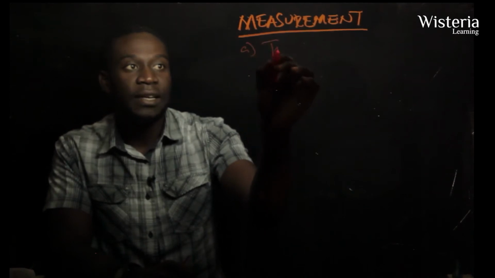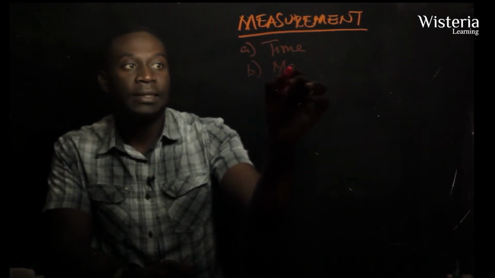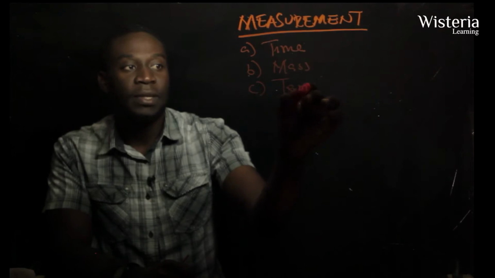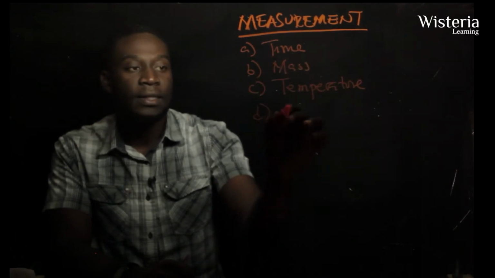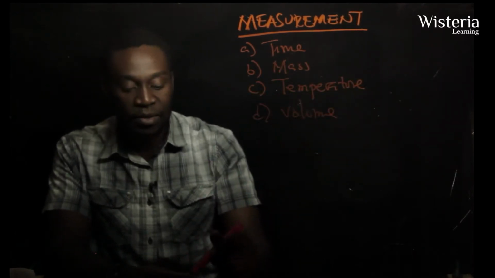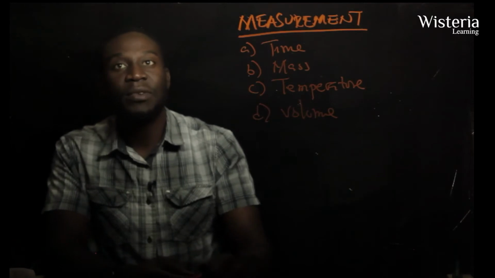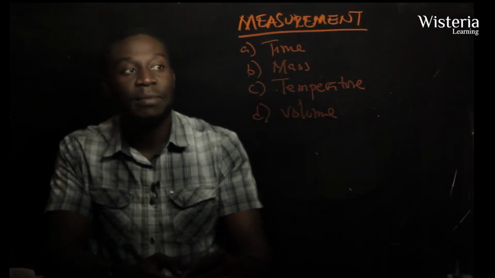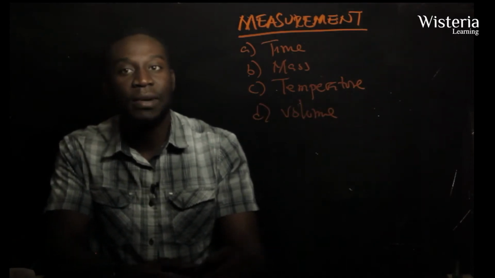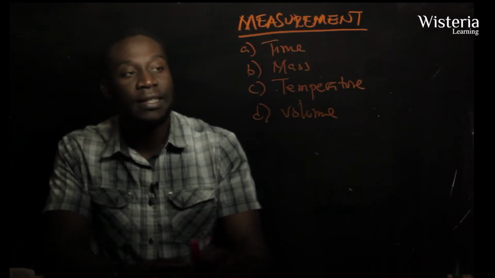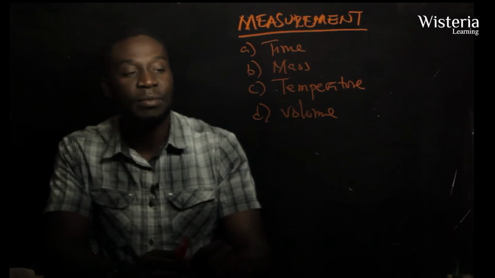so focus on time, mass, temperature, and the volume. So time is important when you're looking at how fast chemical reactions do occur. The mass is really important when you're calculating the mass of a given substance. The temperature is also important because certain chemical reactions occur at a certain temperature.